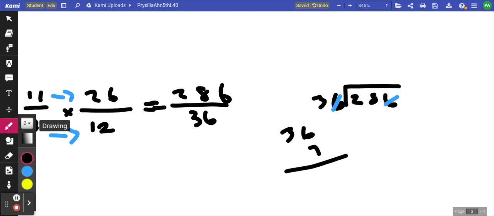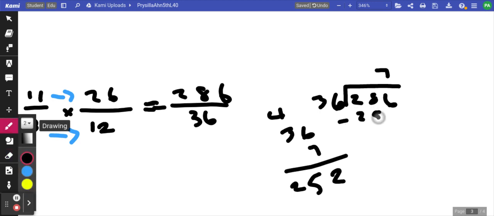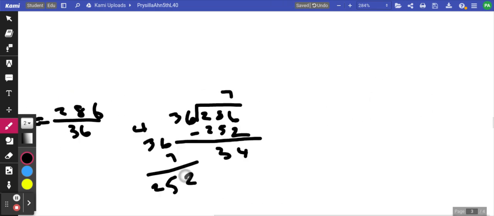So 6 times 7 is 42. 3 times 7 is 21, and plus 4 is 25. Now this works, so we're going to put 7 over here. We're going to bring back the 1s. And we're going to subtract 252. 4, 3, 34. So now we're left with 34. So now 7 is the whole number, and we're left with 34 over 36.